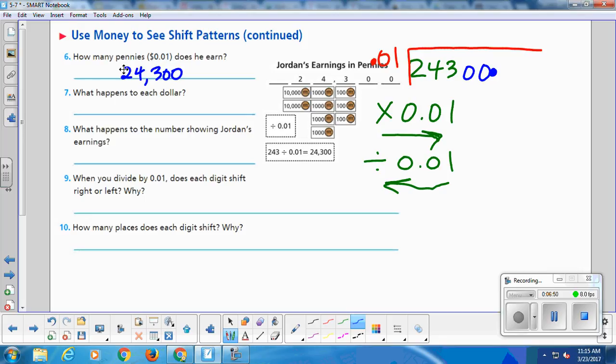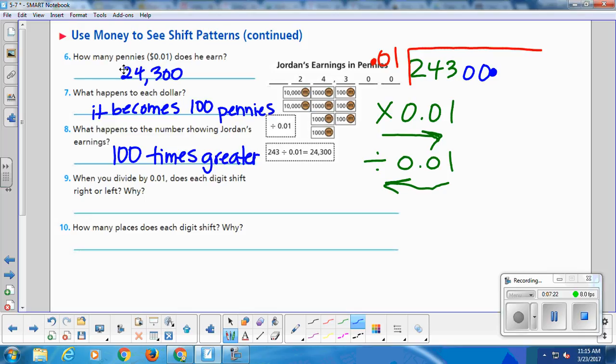What happens to each dollar? What happened? It becomes what? Each dollar becomes 100 pennies. So we break down each dollar into 100 pennies. What happens to the number showing Jordan's earnings? The number becomes what? Greater.